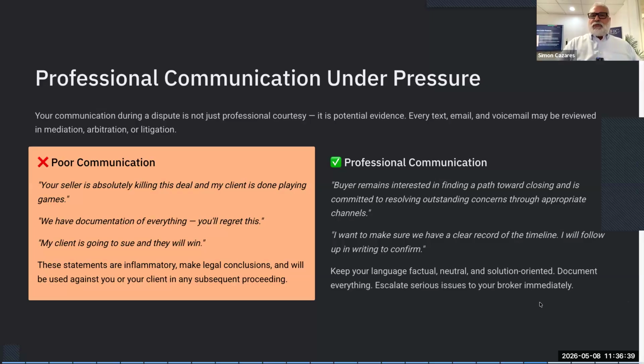And instead, a more professional communication: Buyer remains interested in finding a path towards closing and is committed to resolving outstanding concerns through the appropriate channels. I want to make sure we have a clear record of the timelines, and I will follow up in writing to confirm. See how the dynamics change from barking and escalating something that could have been stopped? Now you just put more fuel on the fire, and now you got everyone upset.